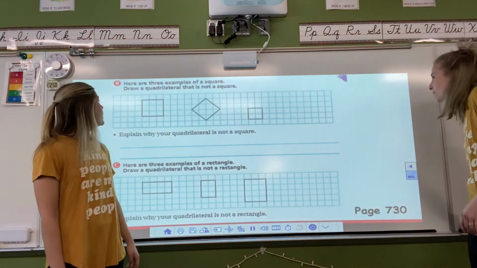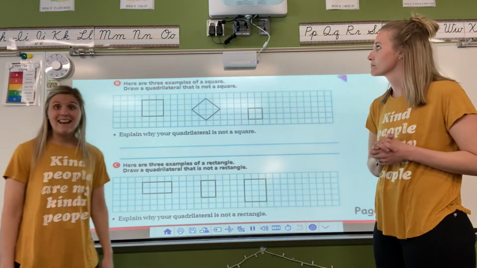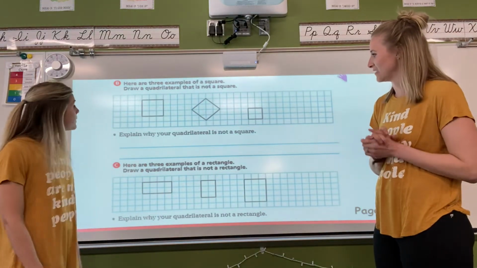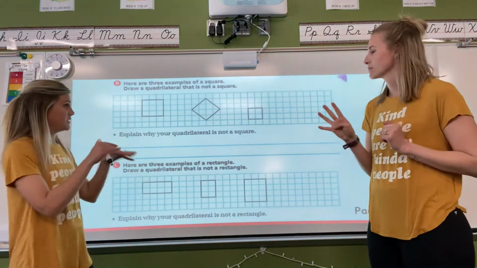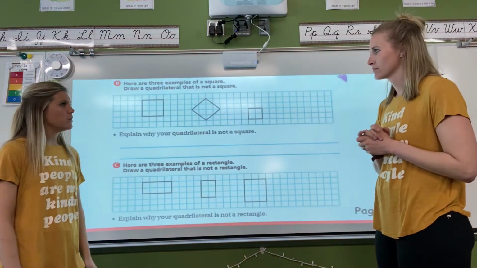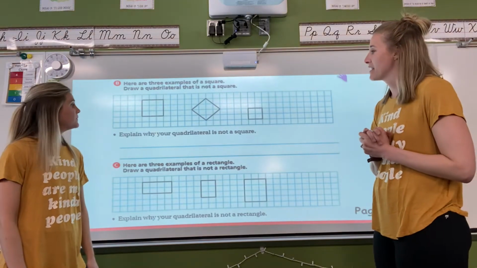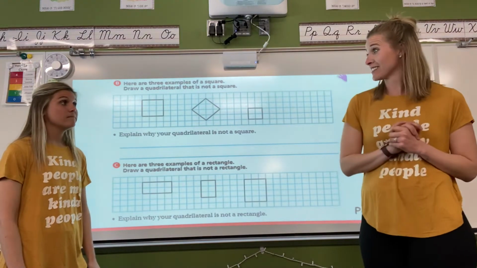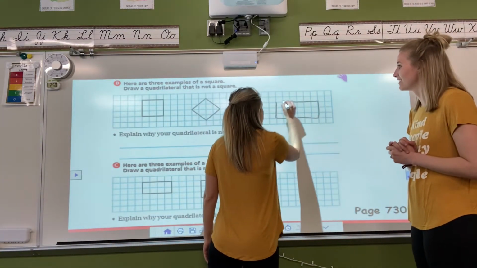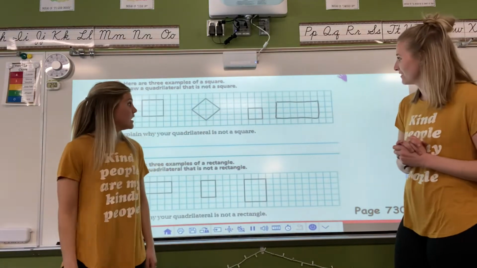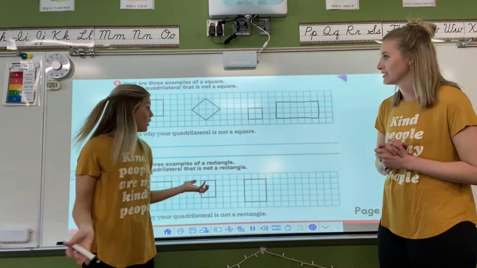All right. It says here are 3 examples of a square. Draw a quadrilateral that is not a square. So remember, a square has to have 4 equal sides and 2 pairs of parallel sides. So, Mrs. Piper, what do you think we could draw that is not a square? I think we could draw a rectangle. Sure, yes, we could draw a rectangle. That works because a rectangle only has 2 pairs of sides that are equal length, not all 4.